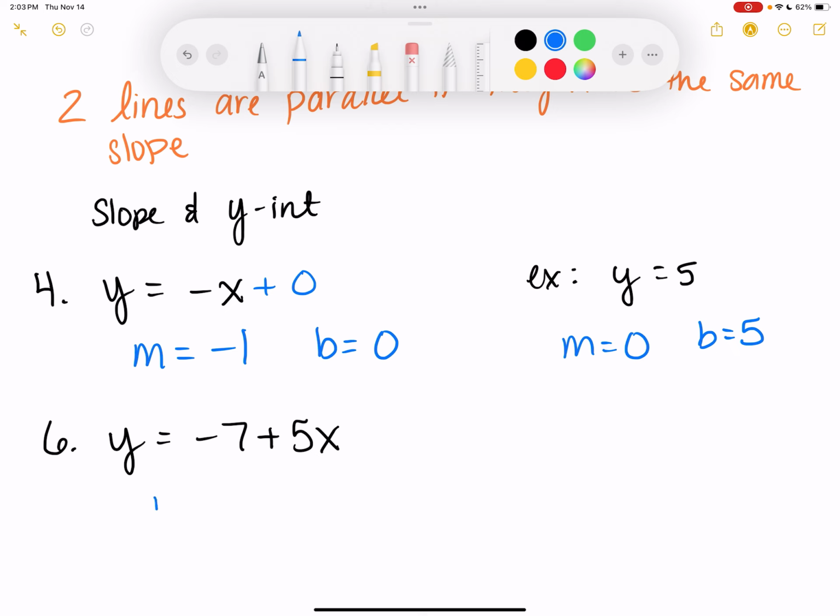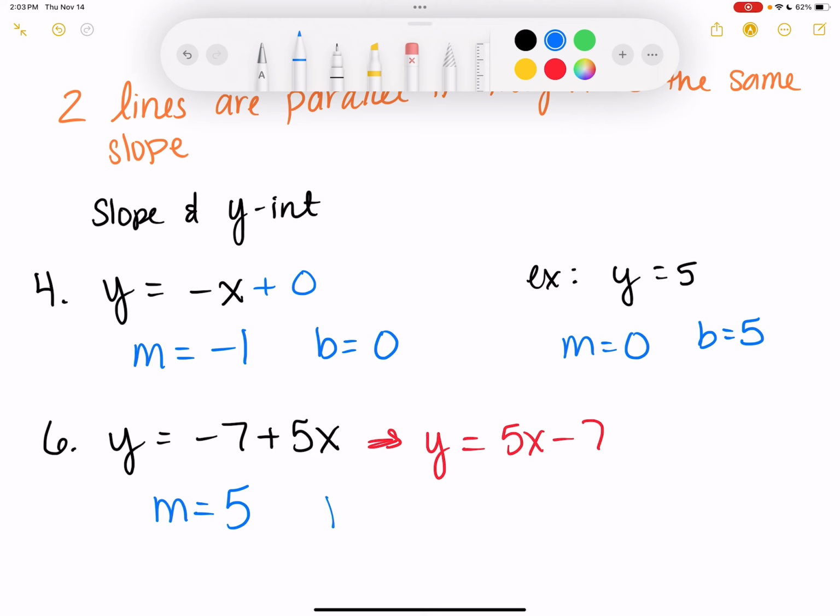What is my slope? 5. It's always the number in front of x, regardless of which order they write them in. Okay, if I wanted to rewrite this so that it's in your normal y equals mx plus b, I could just rewrite this equation as y equals 5x minus 7. So I just take the terms and flip them, but you don't have to rewrite it for this section. It doesn't ask us to do that.